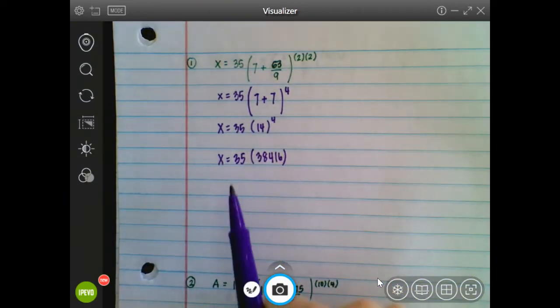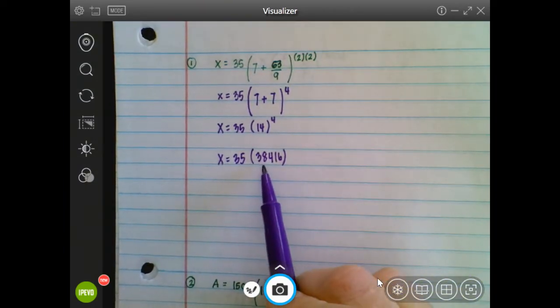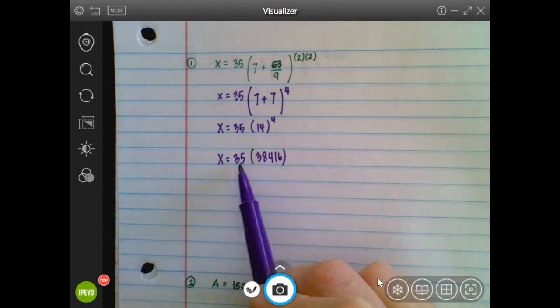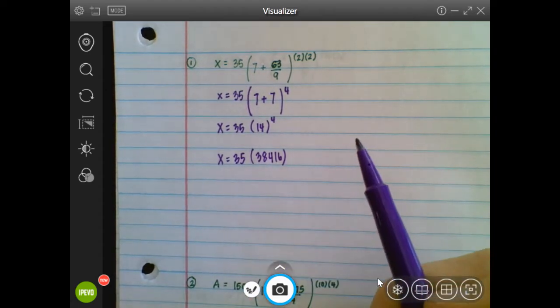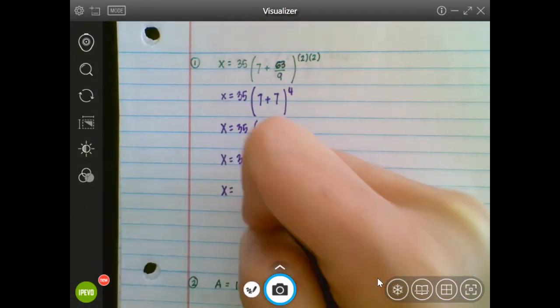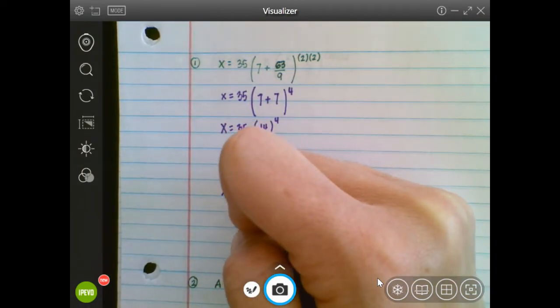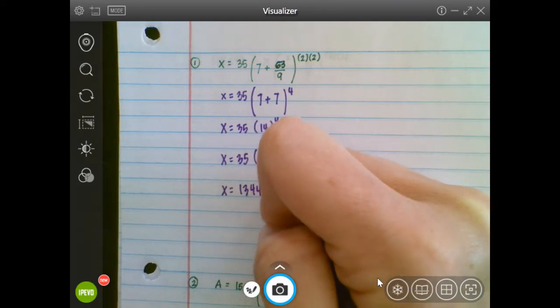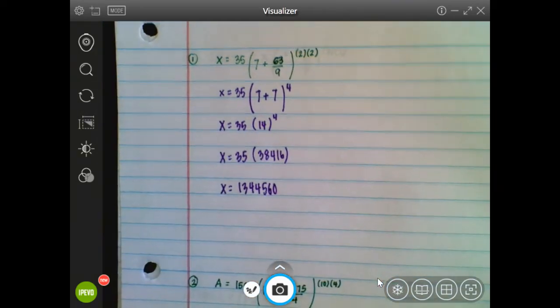And that's telling me that that's going to be 38,416. And the operation between the 35 and this 38,416 is multiplication. So my last step is going to be to multiply that. So my x value is going to be 1,344,560.